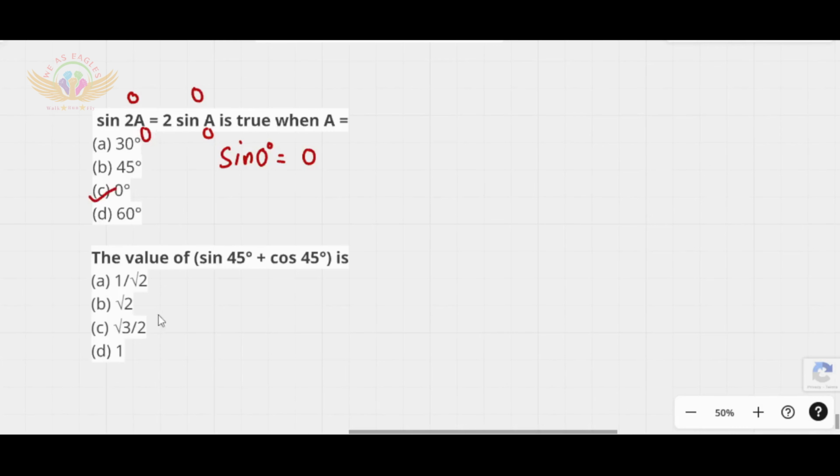Okay, let us see the next question. The value of sine 45 plus cos 45 is what? Sine 45 is 1 by root 2 and cos 45 is also 1 by root 2, that is 2 by root 2. As I told you already, just cancel it like this, root 2 ones are root 2. So B is the answer.